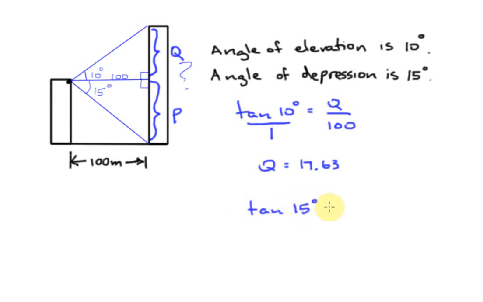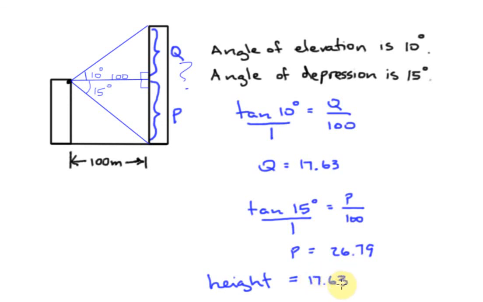And then if I use my bottom triangle, I am going to also use tangent, but it's tangent of 15 degrees, which equals the opposite side, which is P, divided by the adjacent side, which is 100. And again, make that a fraction. So I can just cross multiply. So P equals 100 times tangent of 15 degrees. And I got that to be 26.79.